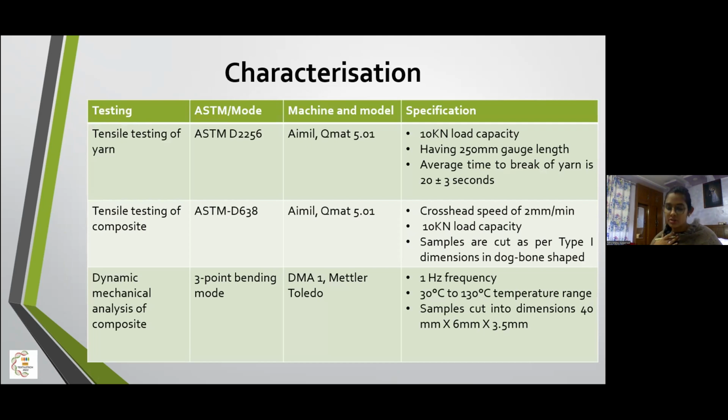Characterization of the jute. Tensile testing of the jute yarn is done according to ASTM D2256. 50 tests of each sample are carried out. As jute yarn is a natural fiber, it has a high CV percentage, so 50 samples per yarn are tested. For the tensile testing of the composite, ASTM D638 is used and the samples are cut into a dog bone shape. For the dynamic mechanical analysis of the composite, DMA is used in a 3-point bending mode.